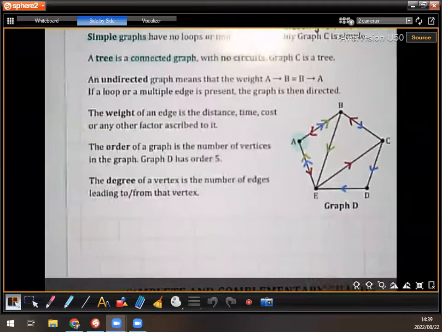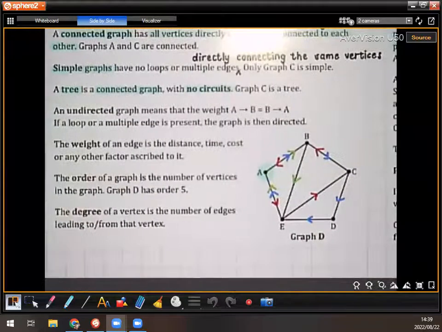Okay, now we can go back to tree, finally, because we've now discussed what a circuit is. Guys, a tree is a connected graph with not a single circuit in that whole graph.